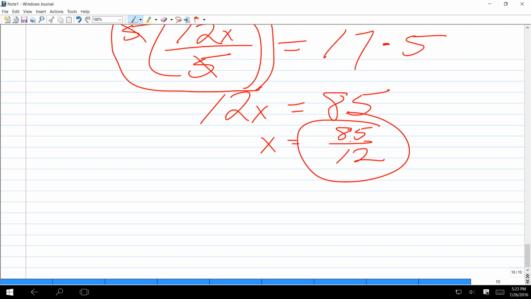How do you know if a number is divisible by 3? I forgot. Its digits add up to a number that is divisible by 3. Well, what does 8 and 5 add up to? 13. Which is not divisible by 3. That means 85 is not divisible by 3. So, in other words, that's simplified. I can't simplify it any further than that.